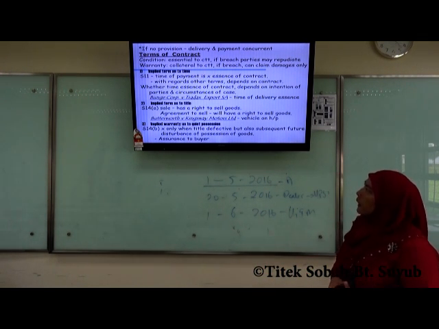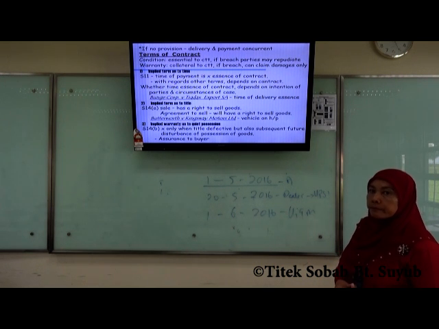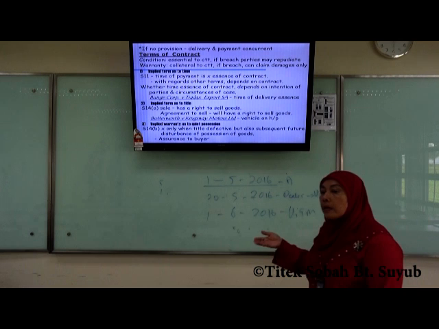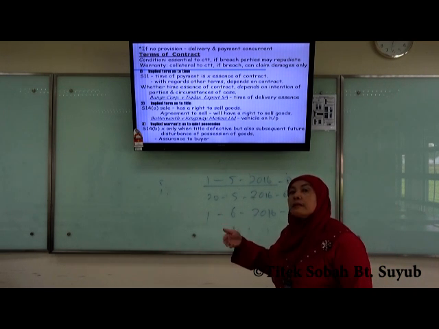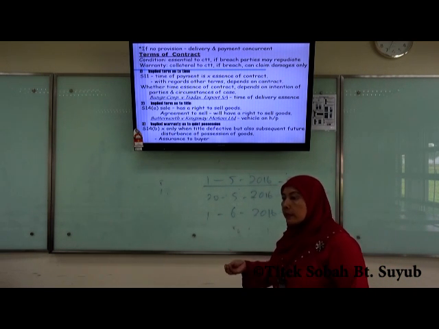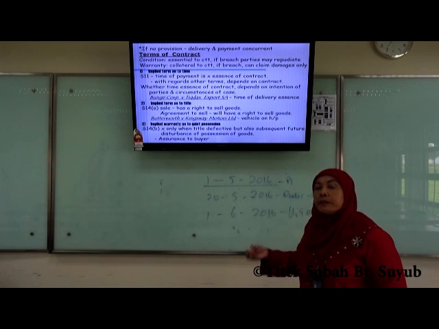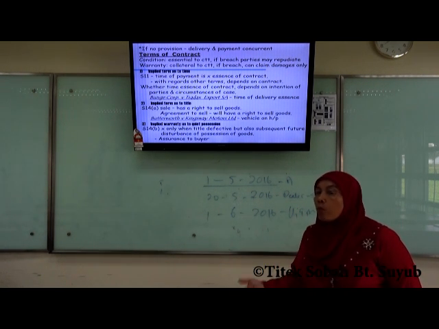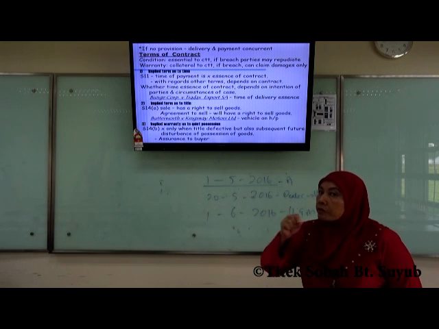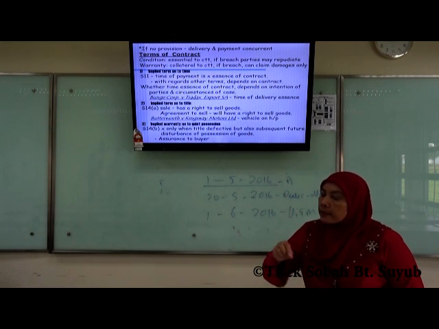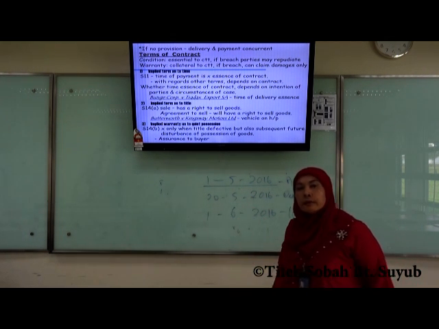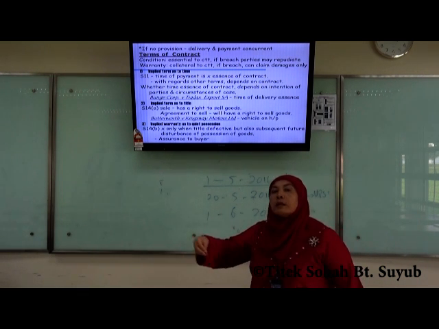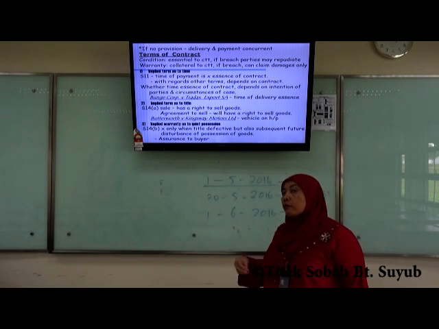Now secondly, implied term as to title. Is this a condition or a warranty? It depends. If this is a contract of sale, then it is an implied term that the seller must have a good title to the said goods. Why? Because if this is a contract of sale, the seller needs to transfer good title to the buyer. Title, ownership, needs to be transferred to the buyer. So how to transfer ownership?